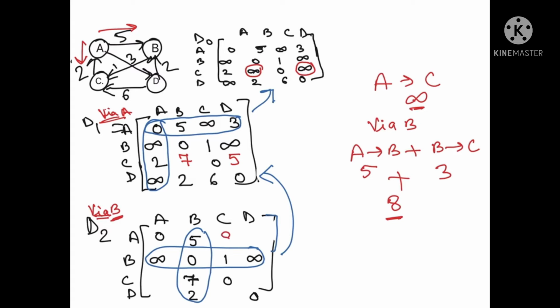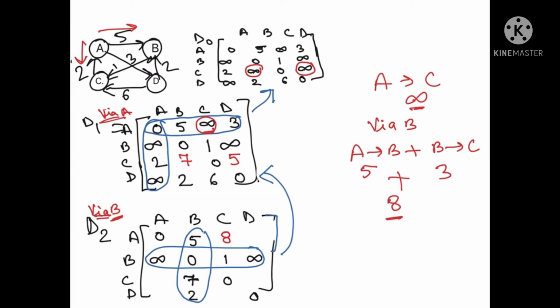This number changes. So this becomes 8, which was here as infinity. यहाँ पे जो number था, that became 8 here. Okay? Now, the next thing is A to D.